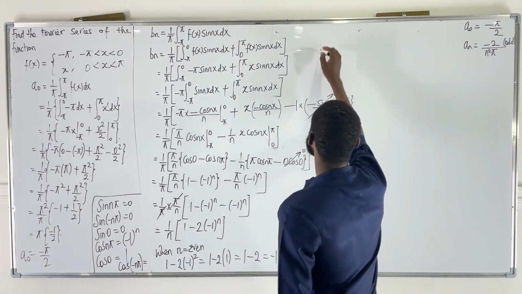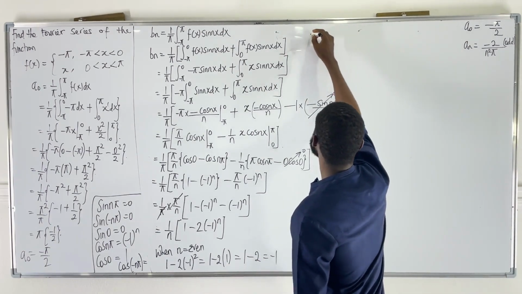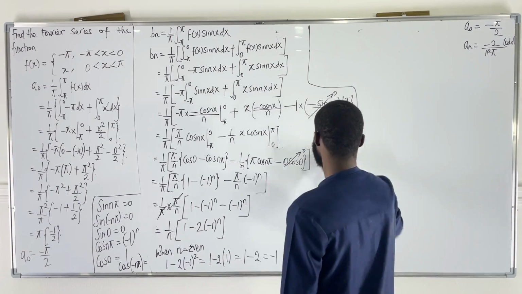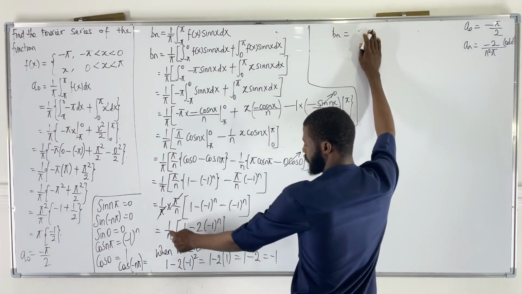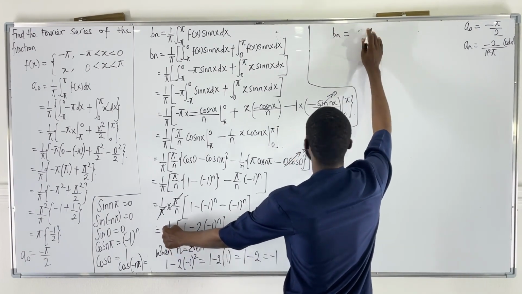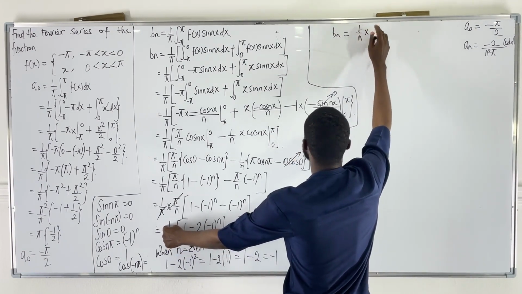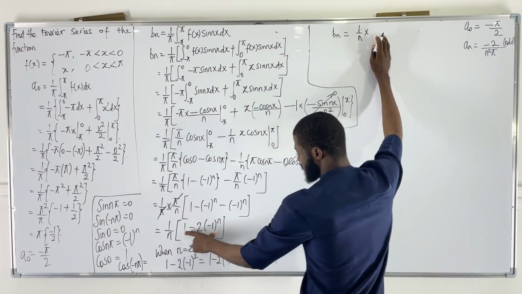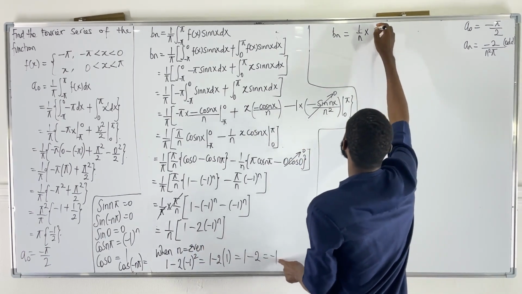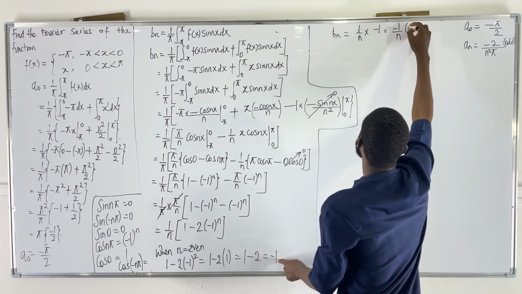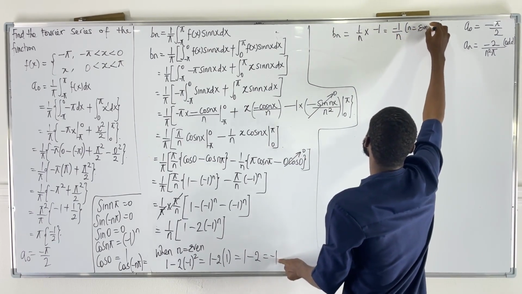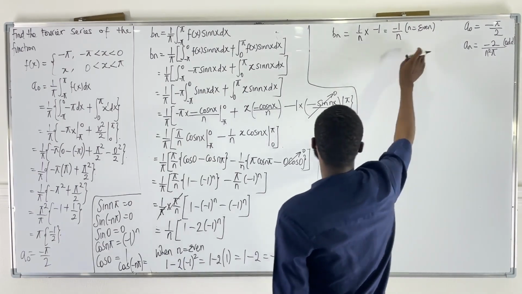So this means that my b sub n will become, because this was where we stopped, 1 over n times this bracket. Now this bracket is giving us minus 1 when it's even. So this will just be minus 1 over n when n is even. So when n is even, that's what you're going to get.